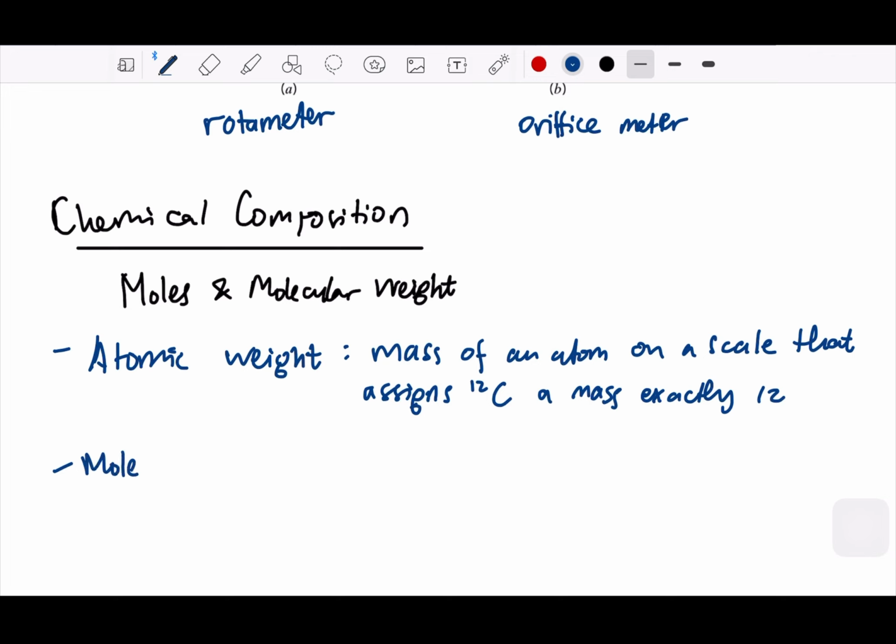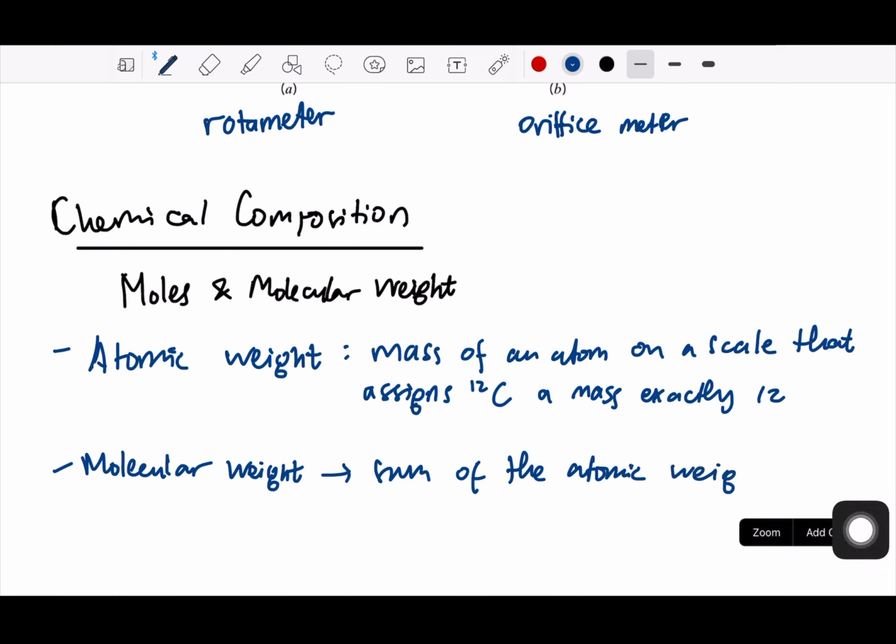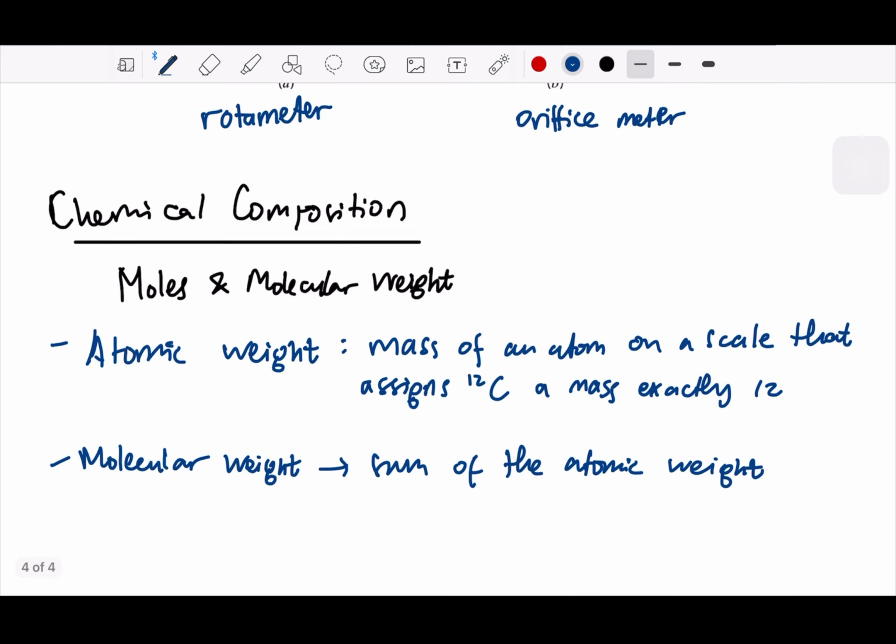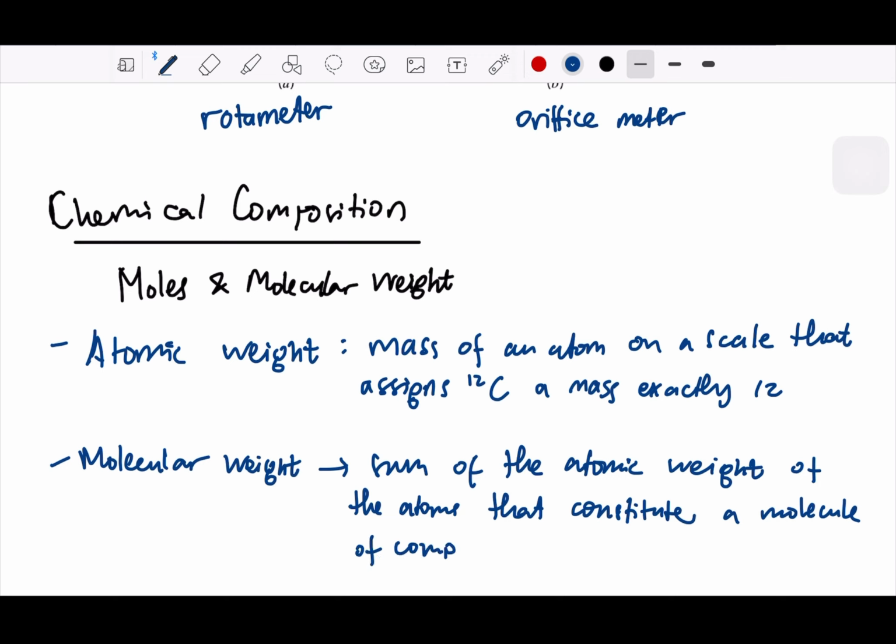And the molecular weight is the sum of the atomic weight of the atoms that constitute a molecule of compound. Okay.